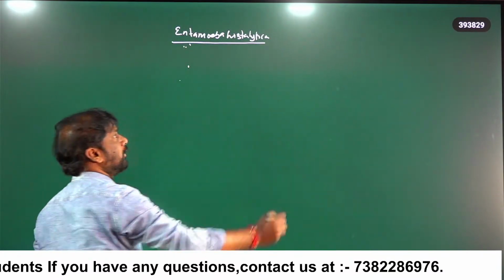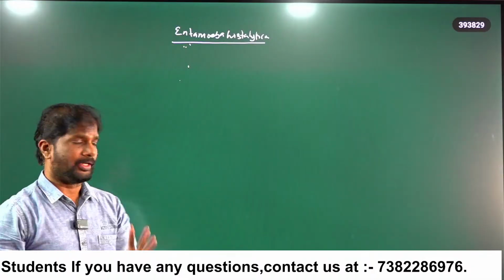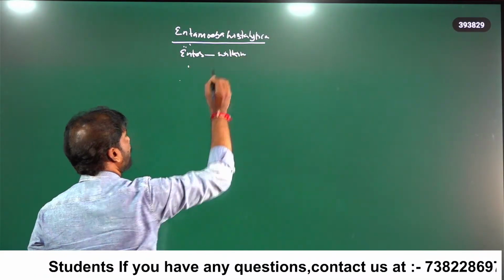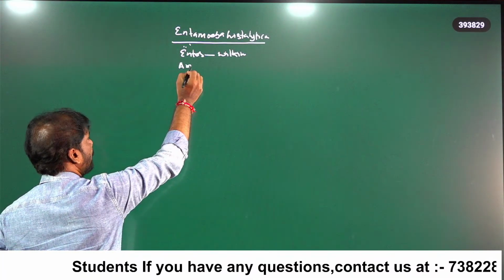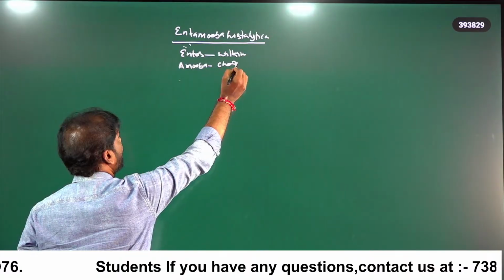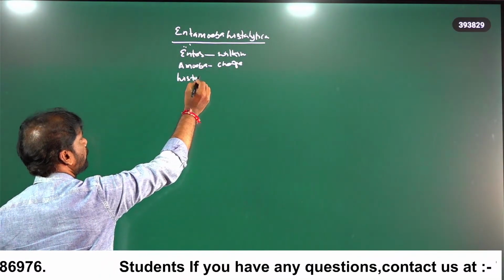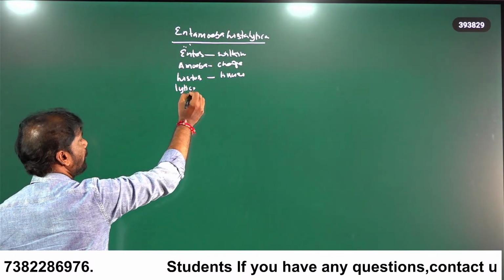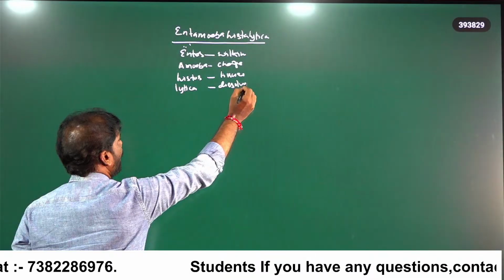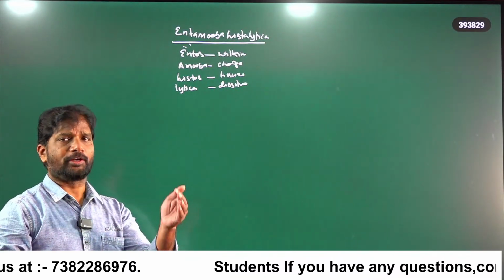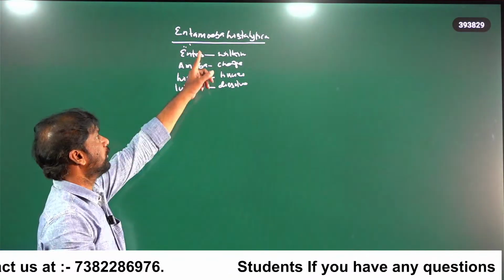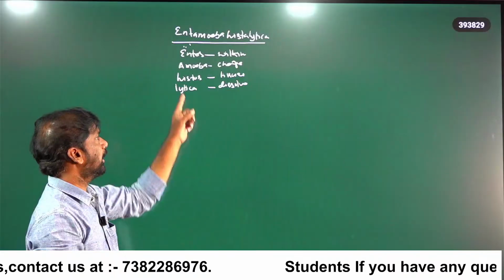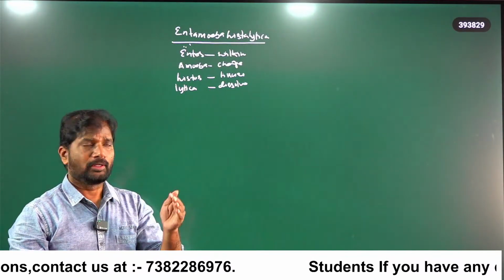So what is the meaning of Entamoeba histolytica? In Greek, entos means within, amoeba means change, and histos means tissues. And lysis or lytica means dissolve. So Entamoeba histolytica in Greek means: entos means within, amoeba means change, histos means tissue, and lytica means dissolves.